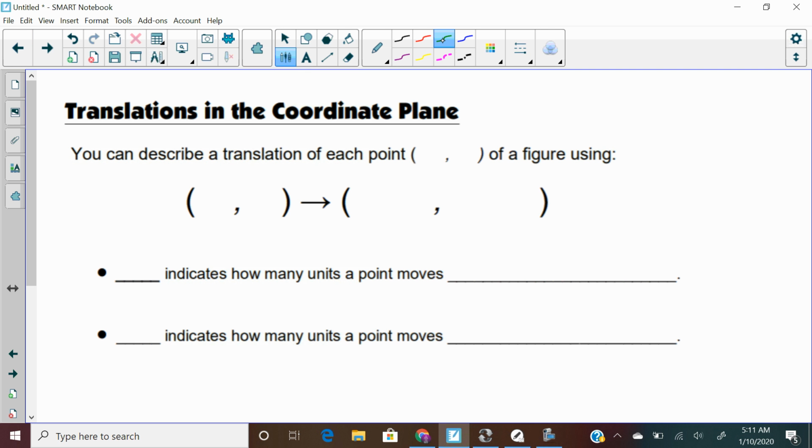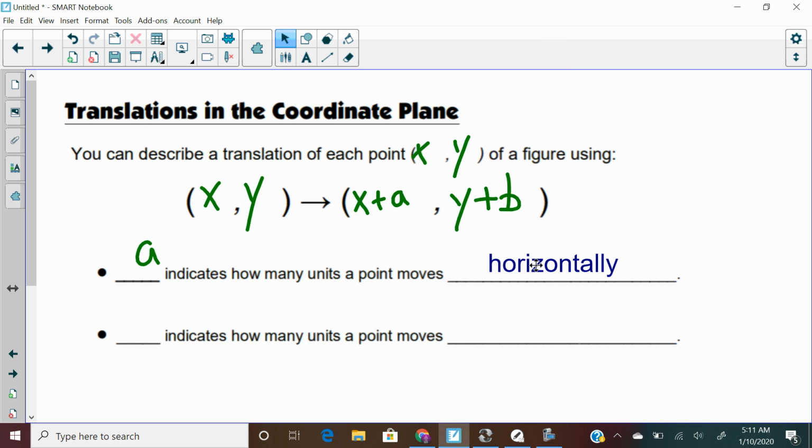So you can describe a translation of each point (x, y) of a figure by saying (x, y) is translated to (x plus a, y plus b), where a indicates how many units a point moves horizontally, and b indicates how many units a point moves vertically. So if it's x plus 5, we'd move 5 to the right. If it's x minus 5, we'd go to the left.